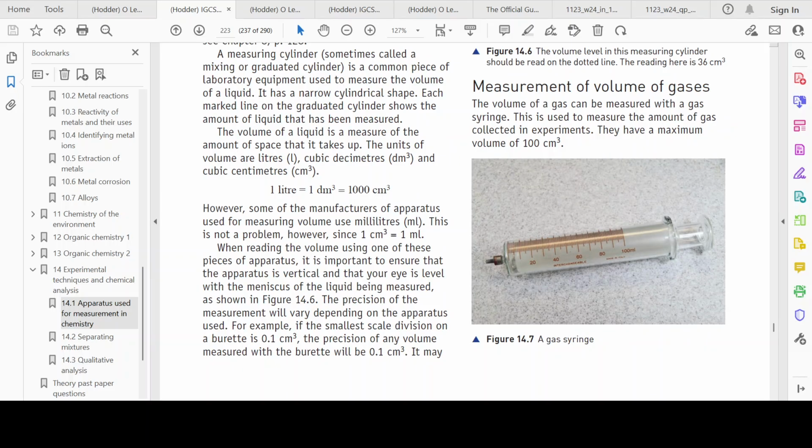Now we have measurement of volume of gases. So the volume of a gas can be measured with a gas syringe. This is used to measure the amount of gas collected in experiments. They have a maximum volume of 100 centimeter cube. All right, so there's a pipe that you'll attach over here going into the apparatus.